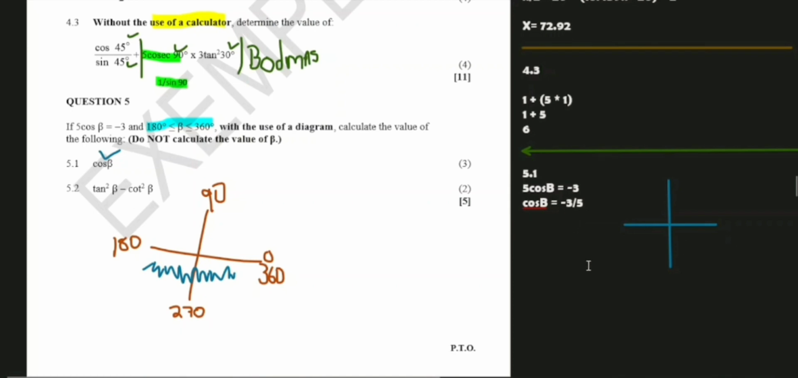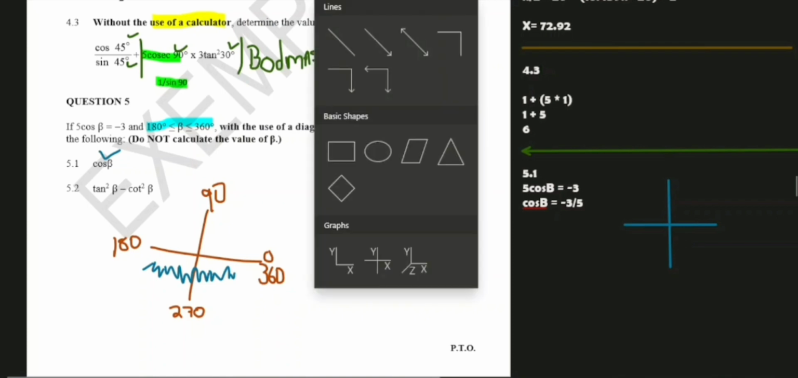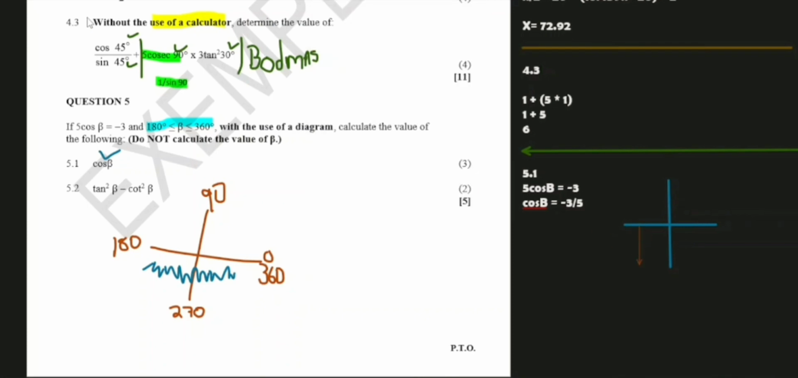Now, when you are dealing with trig ratios, especially with this Cartesian plane, we know that cos is x over r. So it means that this negative 3 is the value of x, and then the distance between 0 and this point over here, which is r, is 5.